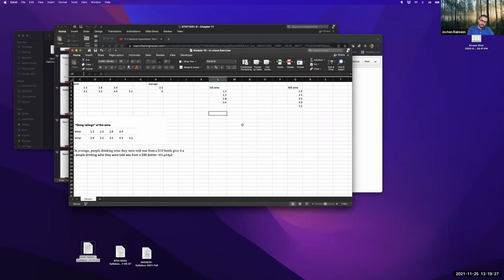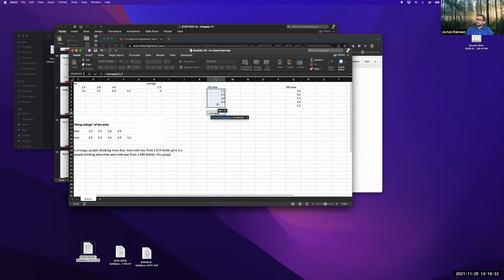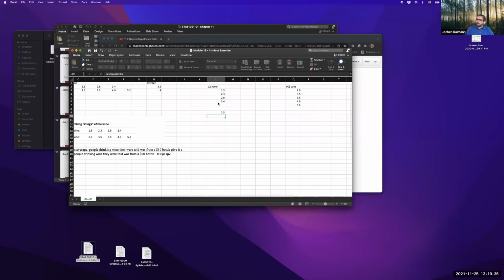We're calculating the averages, and I'm going to make sure that the average also includes the last number, because that selection is a little longer than the other. So again, it's the wine drinkers: those that were served the $10 bottle of wine as opposed to those served a $90 bottle of wine, purportedly $90. We don't know yet whether it's significant, but we see higher ratings on average.